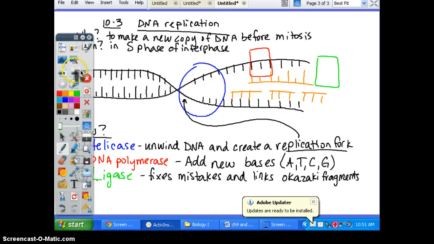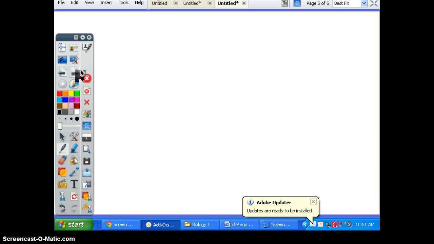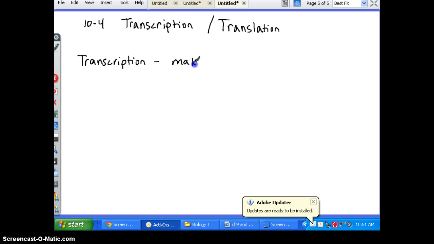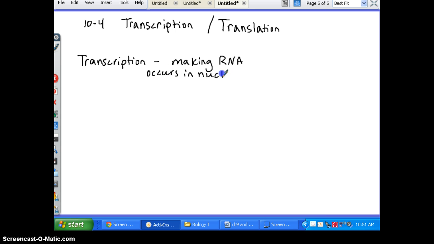All right, next we get into transcription and translation, and this is going to be the making of proteins. So first, transcription is making RNA. It occurs in the nucleus, and here's the process. We're going to have our strand of DNA.